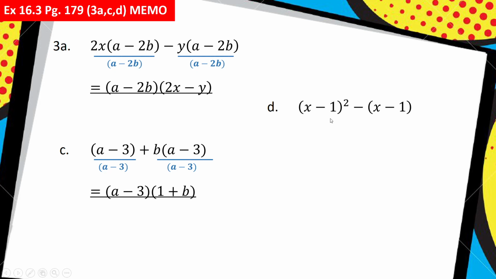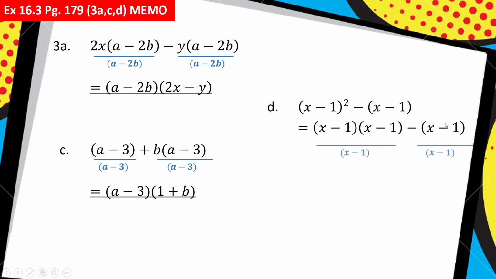Alright, for D, I've got a bracket that's squared, and then I've got the same bracket just to the power of 1. So I'm going to write this one out twice. So I've got x minus 1, x minus 1. This is my first term, and this is my second term. I can see that what's common in both of the terms is the x minus 1.